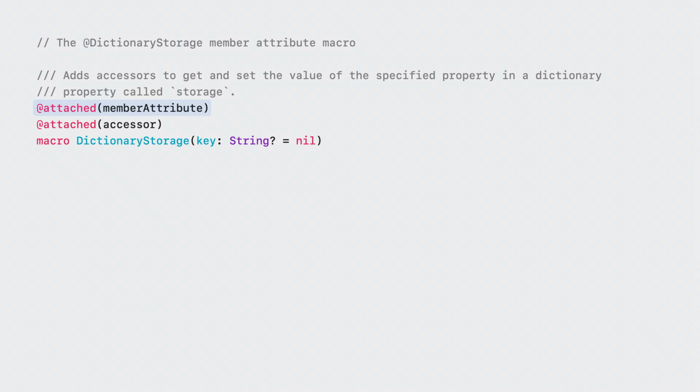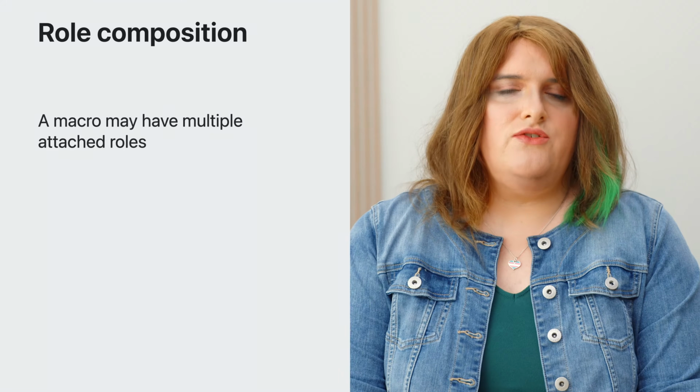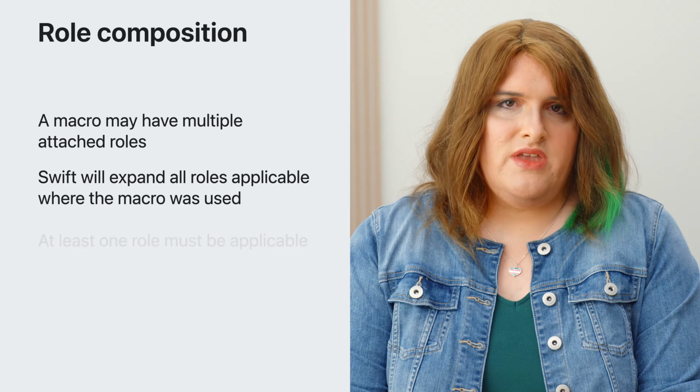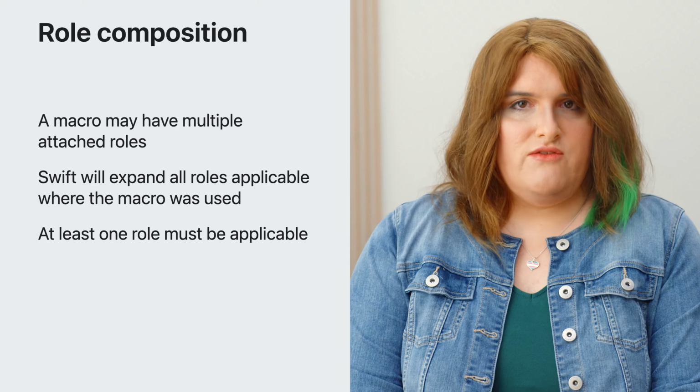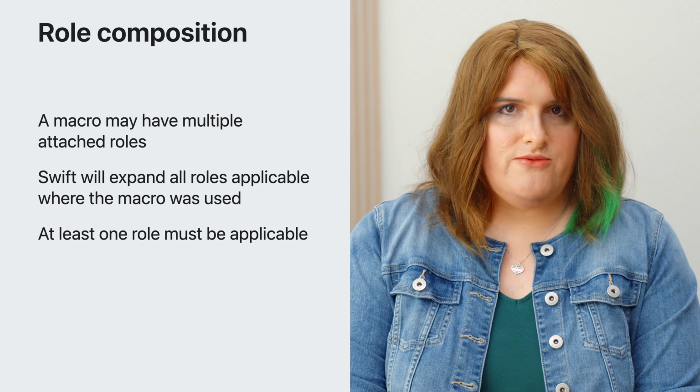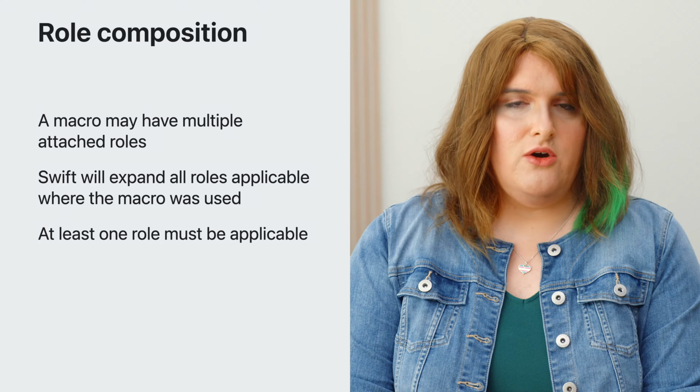We're going to do something a little different here. Rather than declaring a new macro, we'll add another role attribute to the dictionary storage macro, alongside the attached accessor role it already has. This is a really useful technique for creating macros. You're allowed to compose any combination of roles except the 2 freestanding roles, because there are places where Swift wouldn't know which one to use.